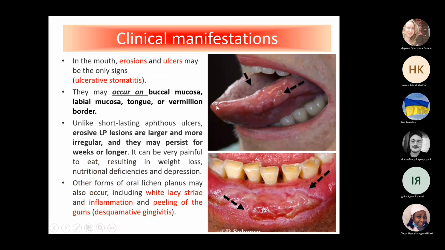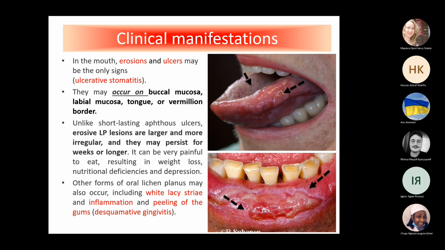Clinical manifestation. In the mouth, erosions and ulcers may be the only signs, in the form of ulcerative stomatitis. They may occur on the buccal mucosa, labial mucosa, tongue, vermilion border. Unlike short-lasting aphthous ulcers, erosive lichen planus lesions are larger and more irregular, and they may persist for weeks or longer. It can be very painful to eat, resulting in weight loss, nutritional deficiencies, and depression.